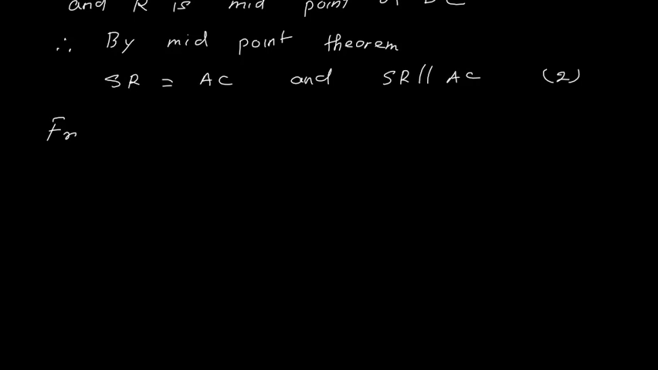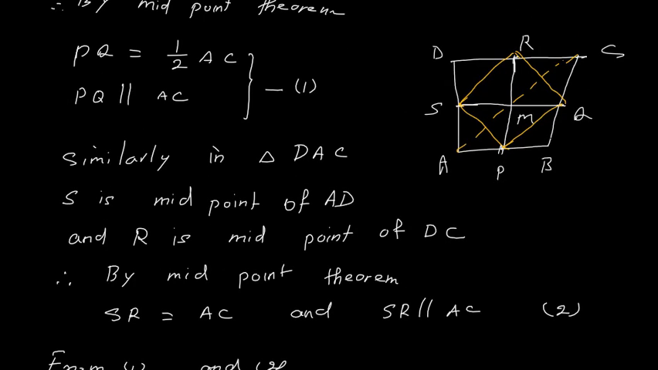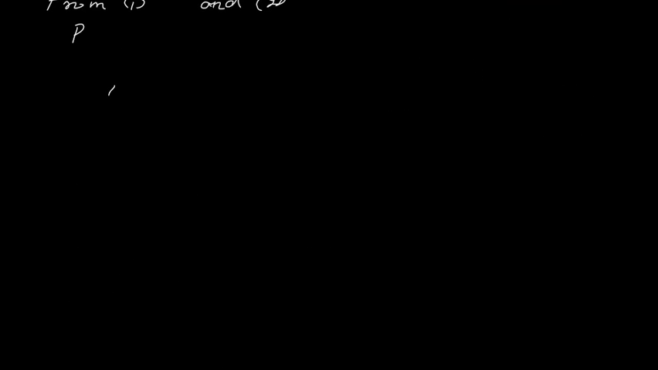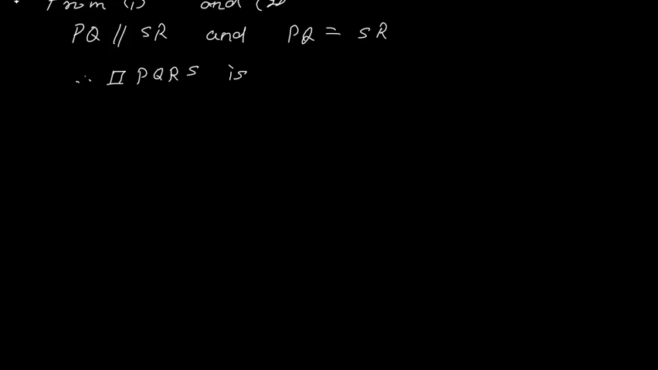Now from 1 and 2, SR is half of AC and PQ is also half of AC. So SR is equal to PQ. And as they are parallel to AC, they are parallel to each other. So from 1 and 2, PQ is parallel to SR and PQ is equal to SR. Therefore, we will say that quadrilateral PQRS is a parallelogram. So PQRS is a parallelogram.